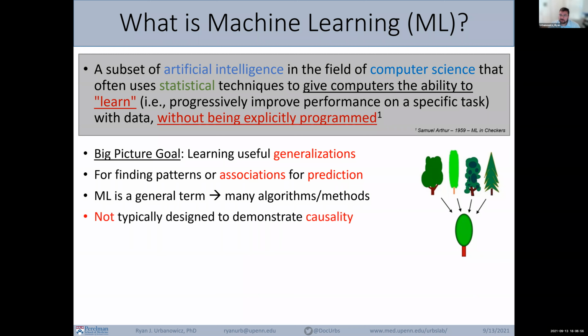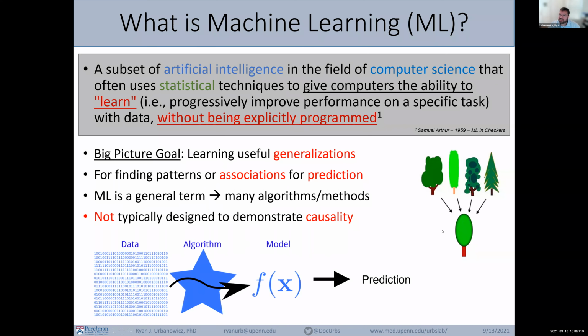Another note that I think is a mistake that a lot of early investigators sometimes make, especially in my field, is that machine learning is not designed to demonstrate causality typically, right? It's all about finding associations, but just because something is associated, right, doesn't mean that it's the cause. And so this is, when I think of machine learning, the typical pipeline. You have some data, right? You have your machine learning algorithm that you're applying, and that algorithm is used to train a model, which is then used to make predictions.